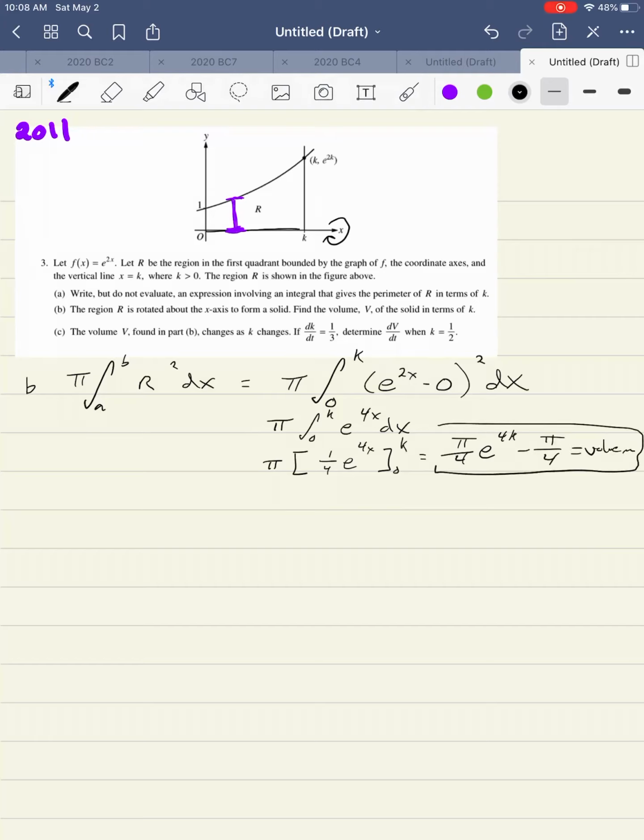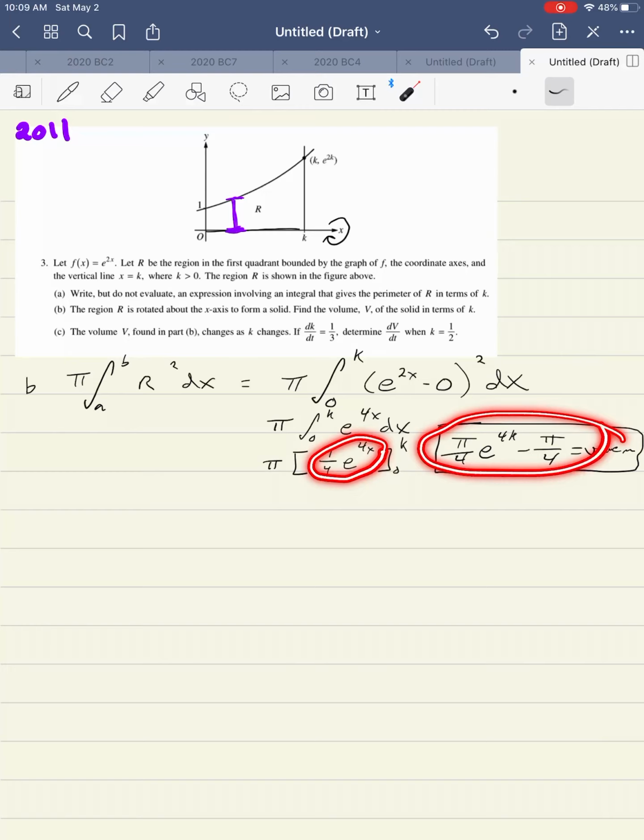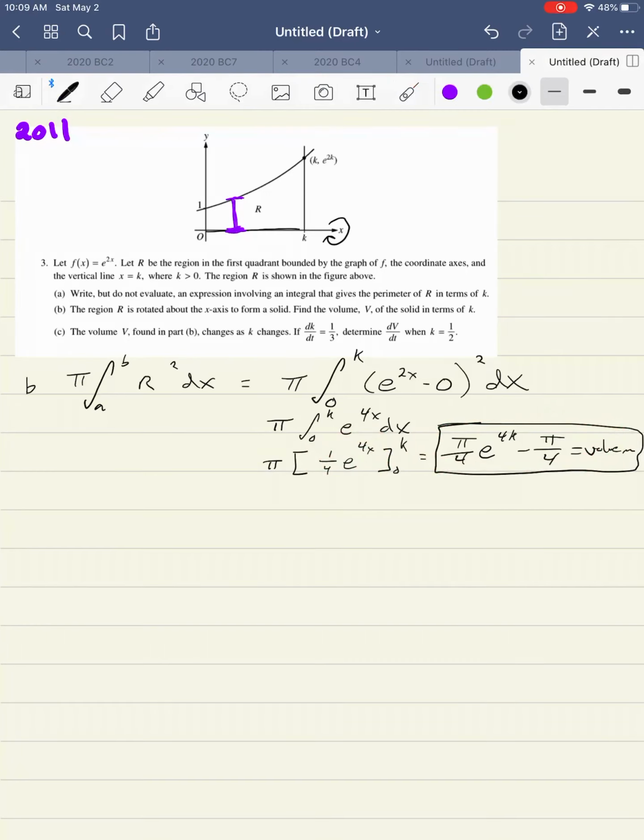There's your volume. Remember, k is a constant, so that's just a number. So that's the volume, and that would be B, full credit. I think that's probably worth 4 points. Probably 1 point for the integrand, 1 point for the correct limits, 1 point for the correct antiderivative, and then 1 point for your answer. So that was out of 4.